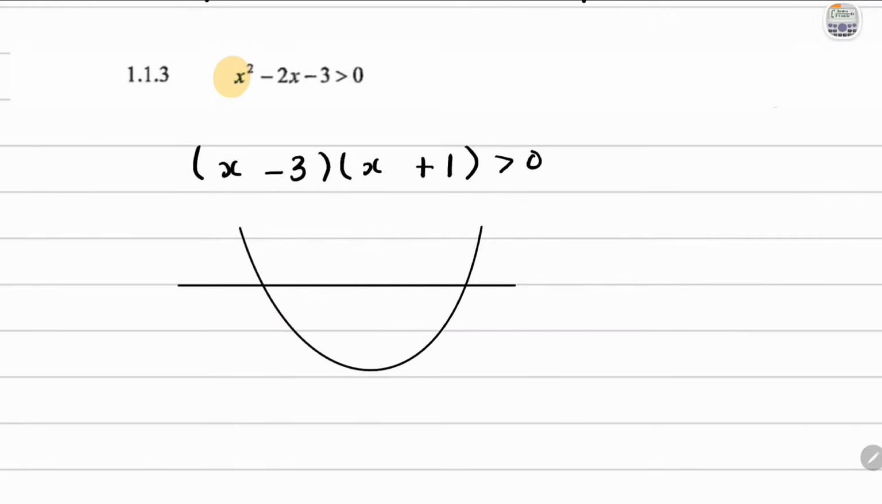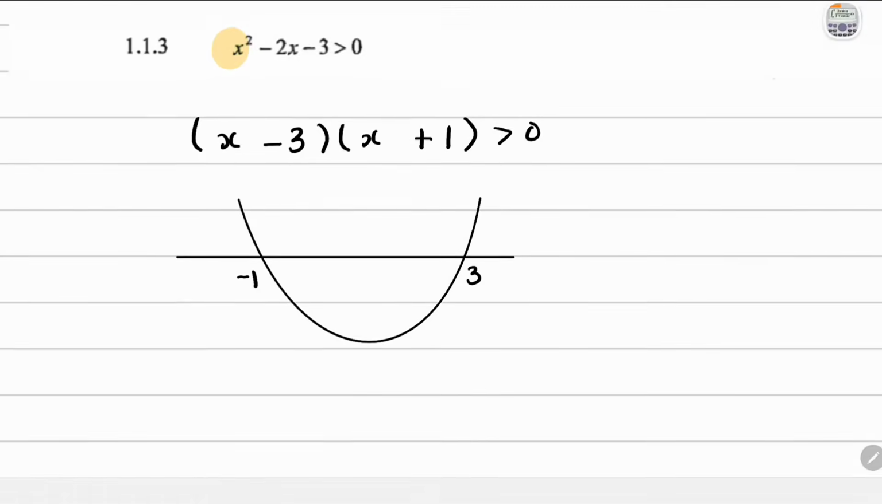Then we need to put down our critical values. The critical values are kind of like just solving for x. So solving for x there, you would really just take the positive 1 over and you get a negative 1. And here you'd get a positive 3. So it's negative 1 and 3. The smaller one is negative 1, so it goes on the left. The bigger one is 3.